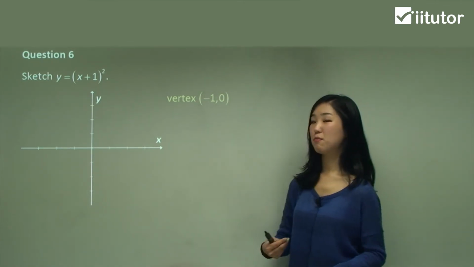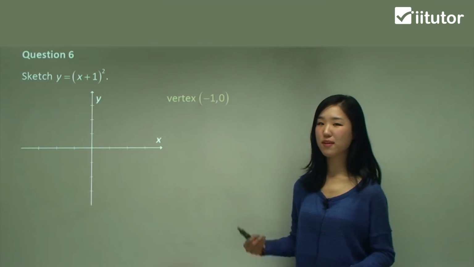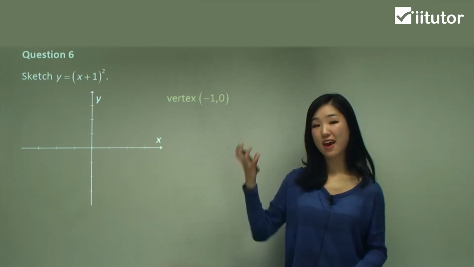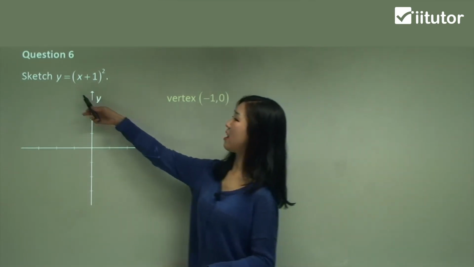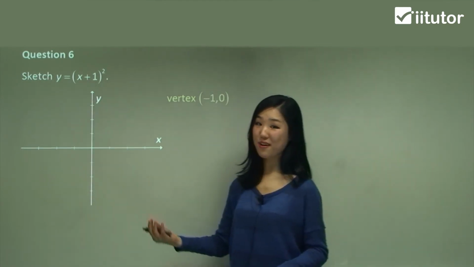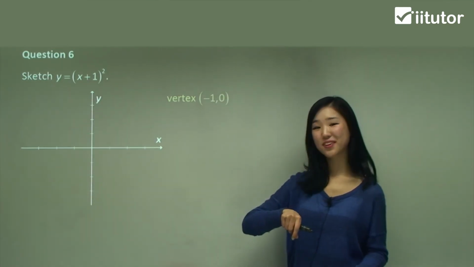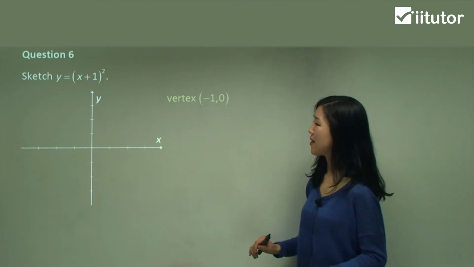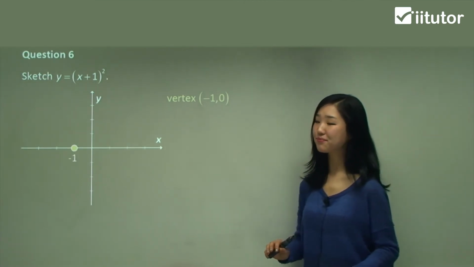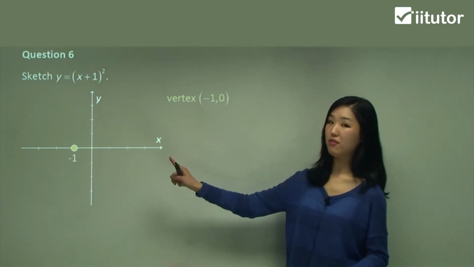And again, as I said before, you can find this because the vertex will be the same as the x-intercept. You can just sub in y equals 0 and solve for x, and you should get -1. But I won't go through that process. Anyway, that's the vertex, so just plot it in. You can see that we've shifted to the left.